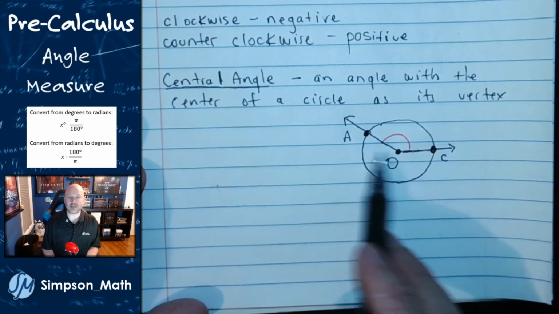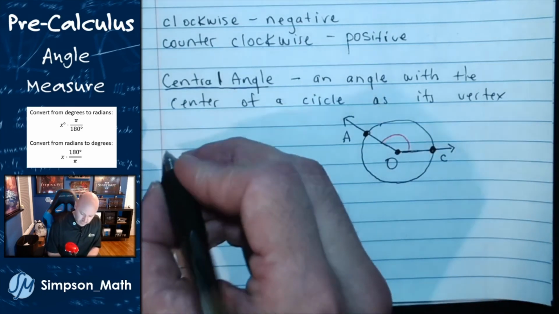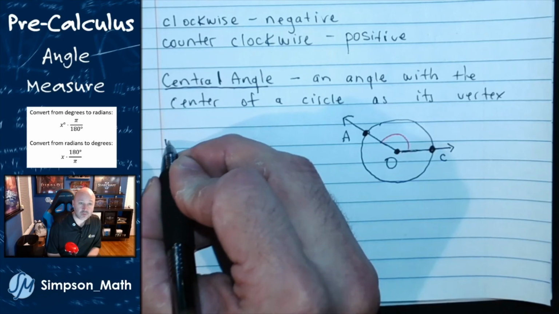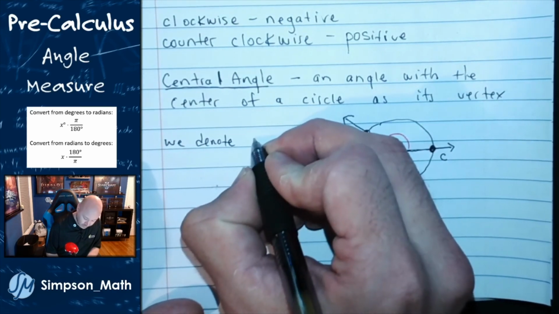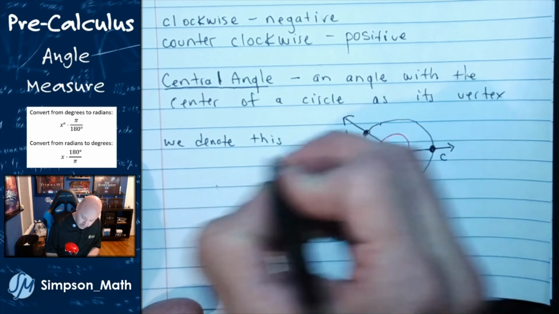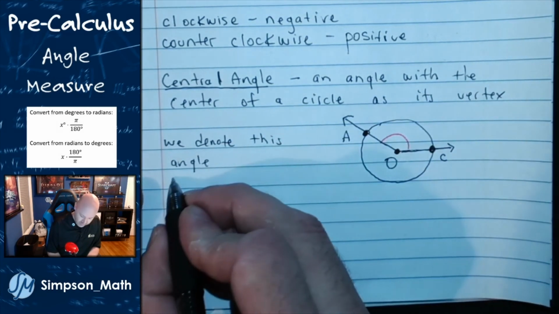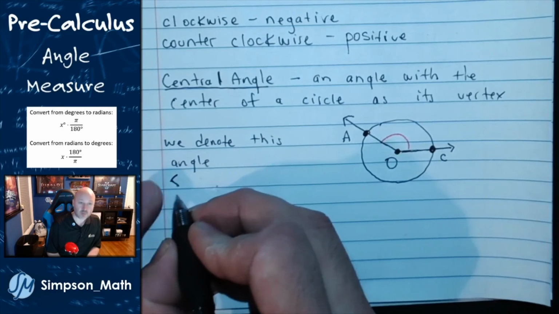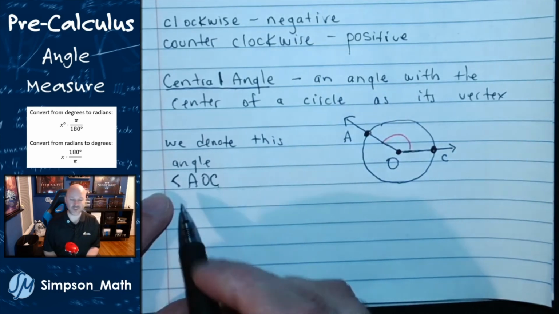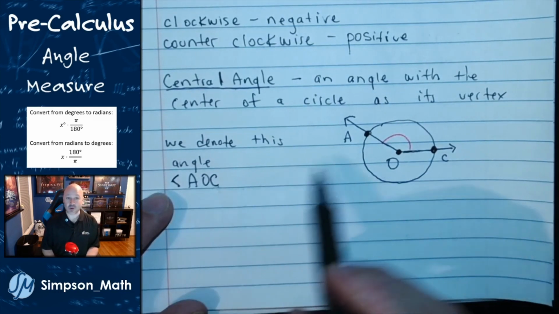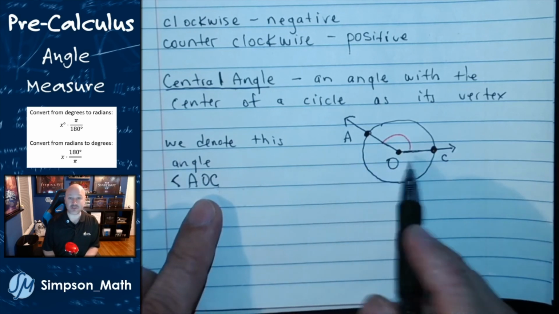Some more notation you may remember. If I want to talk about that red angle, the way we denote angles is with this little sideways symbol. So this is angle AOC. It kind of looks like the greater than symbol. But in this case, angle AOC. And then the order of the letters does not matter.